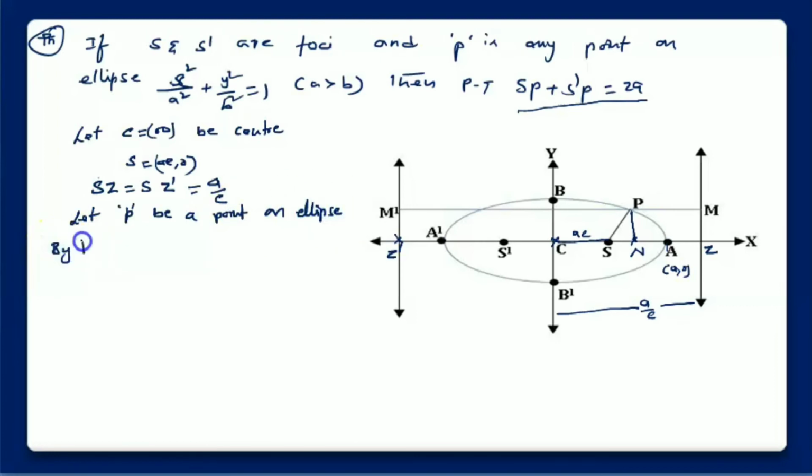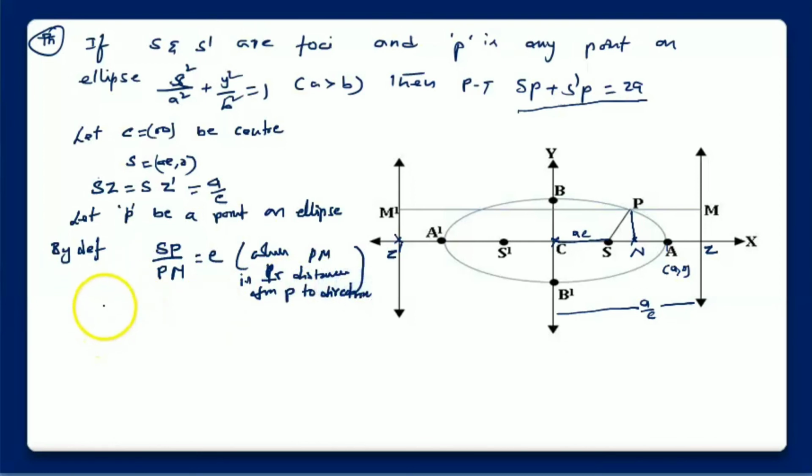By definition, if I consider the focus S as a fixed point, SP by PM, where PM is the perpendicular distance from P to the directrix, is equal to e. Therefore, this implies SP is equal to e into PM. This is equation number 1.